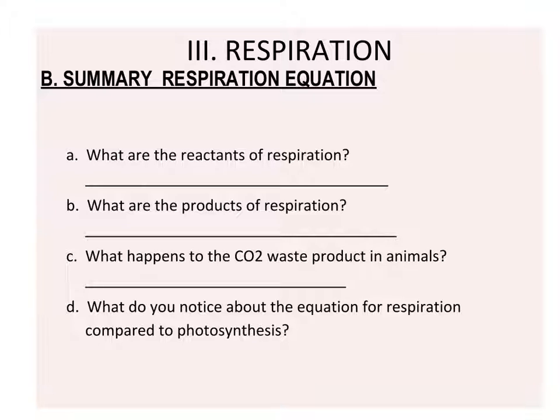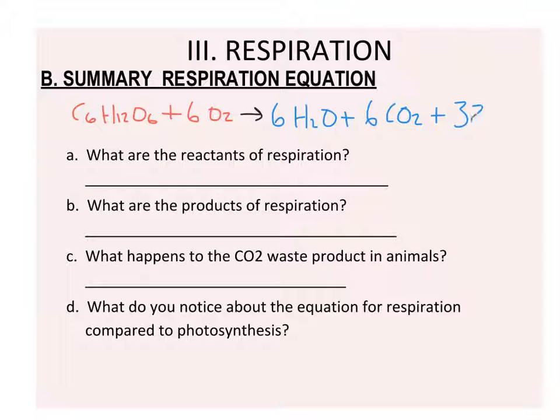Alright, so once again, what is the summary equation for respiration? We're breaking down glucose, which is C6H12O6, plus we're using 6 oxygen molecules to break it down. And what are we producing? Our products are going to be 6 H2Os, 6 water molecules, plus 6 CO2, which we breathe out, plus that glucose releases about roughly 32 ATP energy molecules.